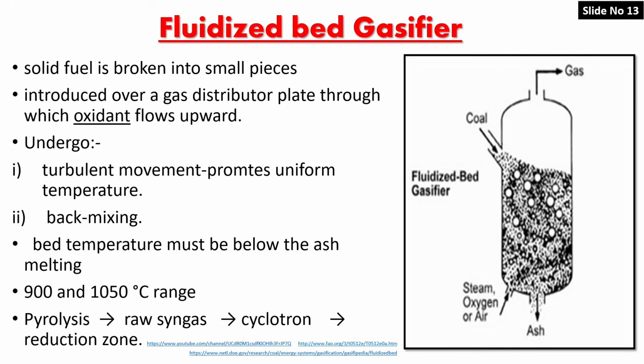The removed particles containing char and ash are recycled to the reduction zone. A fluidized bed gasifier typically operates at temperatures between 900 to 1050 degrees Celsius, which is below the softening point of ash.